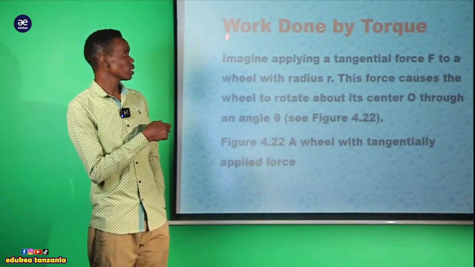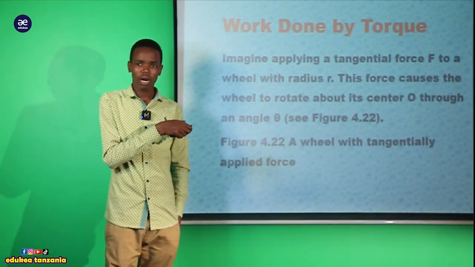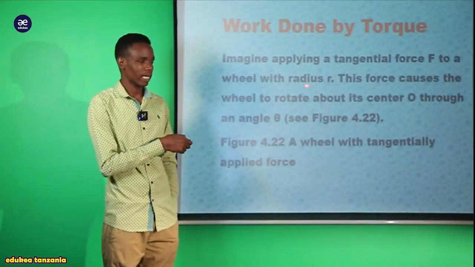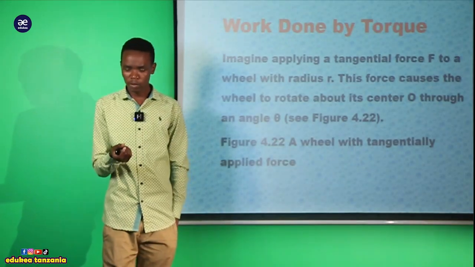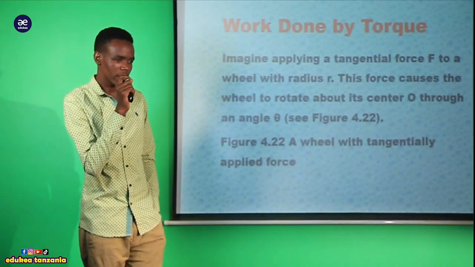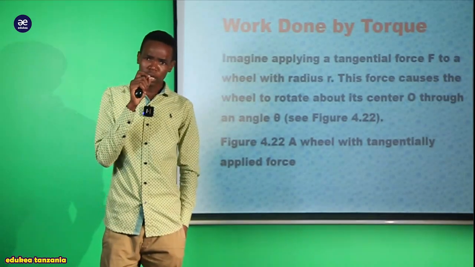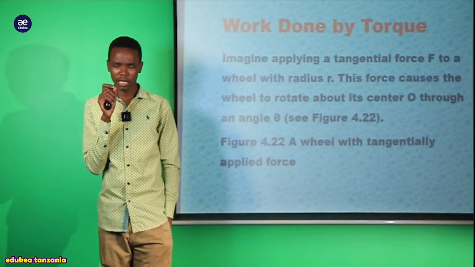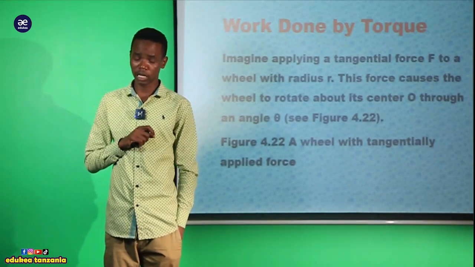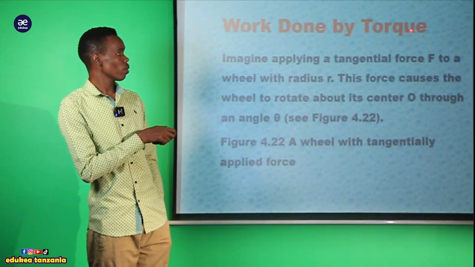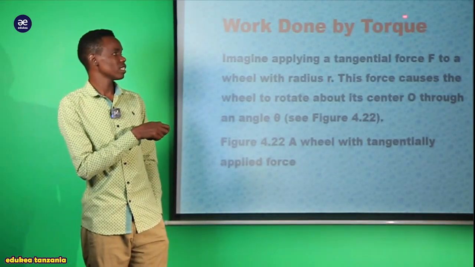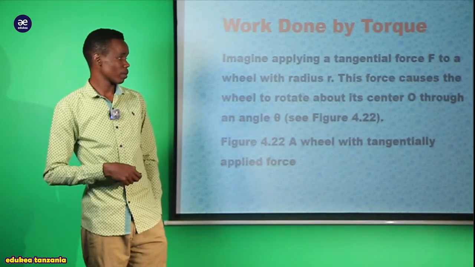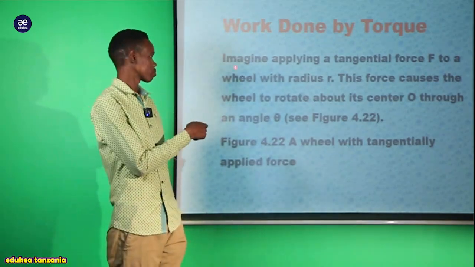First of all, we have the work done by the torque. We could not proceed here without understanding the meaning of the work done and also the torque. When we talk about the work done, this is the product of the force and the distance. This is the meaning of the work done. But the torque is the product of the force times the perpendicular distance from the point where the force is applied.